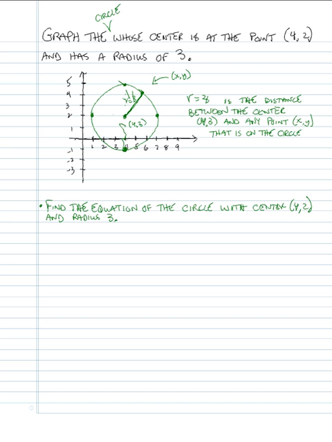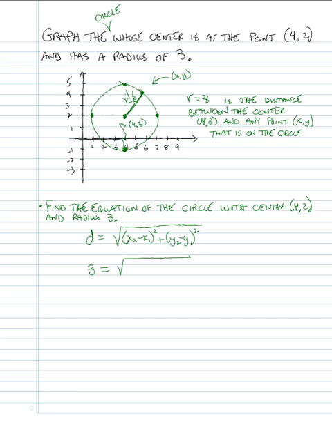So, but how do we calculate the distance between 2 points? Well, remember the distance formula is d is equal to the square root of the square of the difference between the x values plus the square of the difference between the y values. That's what the distance formula says to do. Now, in this case, the distance is actually r, or 3, okay? And in this case, we're looking at the point x comma y and the center 4 comma 3.